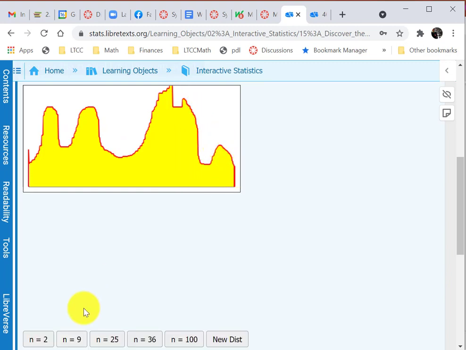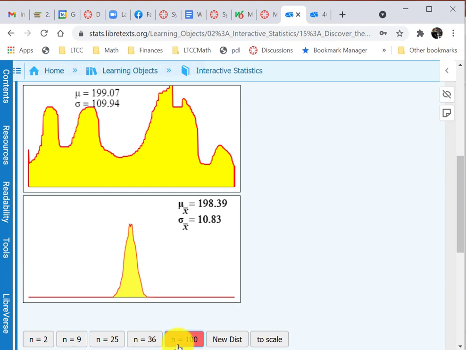And what happens if we look at n equals 100? Okay, notice that we're still dividing by about 10 for the standard deviation. The mean is pretty similar, the same. Notice that we started with this multimodal distribution all over the place. Kind of looks like a cool landscape. We end up with something that looks pretty normal.